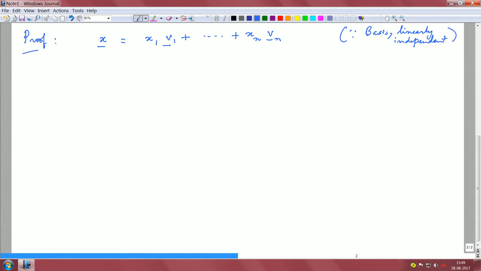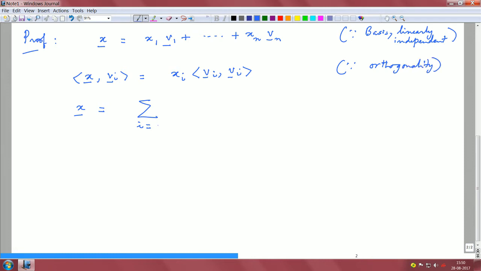Now, the trick is just to take this vector x and look at its inner product with each of these vi, right. So, x with vi is basically xi times the inner product of vi with vi, because vi with vj will just vanish because of orthogonality, right. So, therefore, we can write x in this form, summation i equals 1 to n.